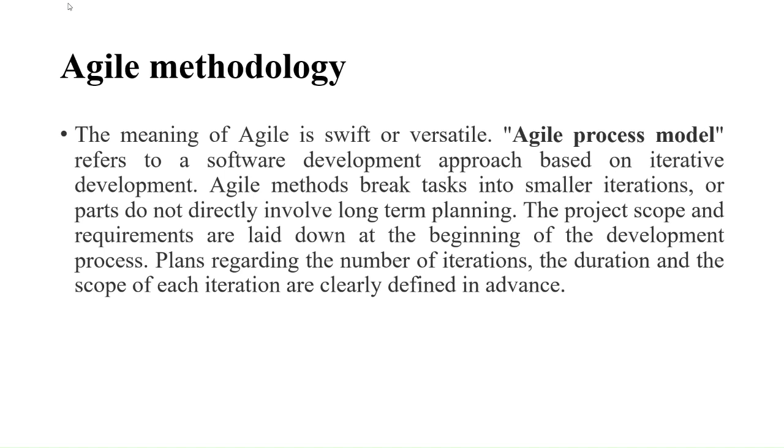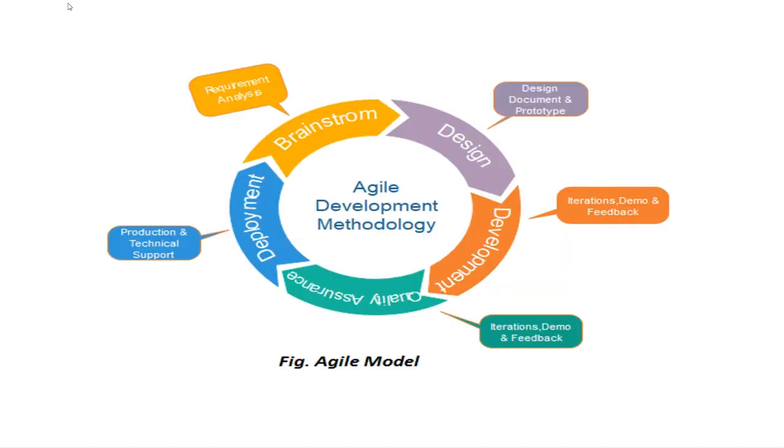Next, it is developed for small projects only, not for big projects. And this is the structure of the agile model. We have the brainstorm, which means requirement analyzing. Next, the design phase, in which we are designing. Next, the development phase. Next, quality assurance and deployment. Let us discuss each phase deeply.